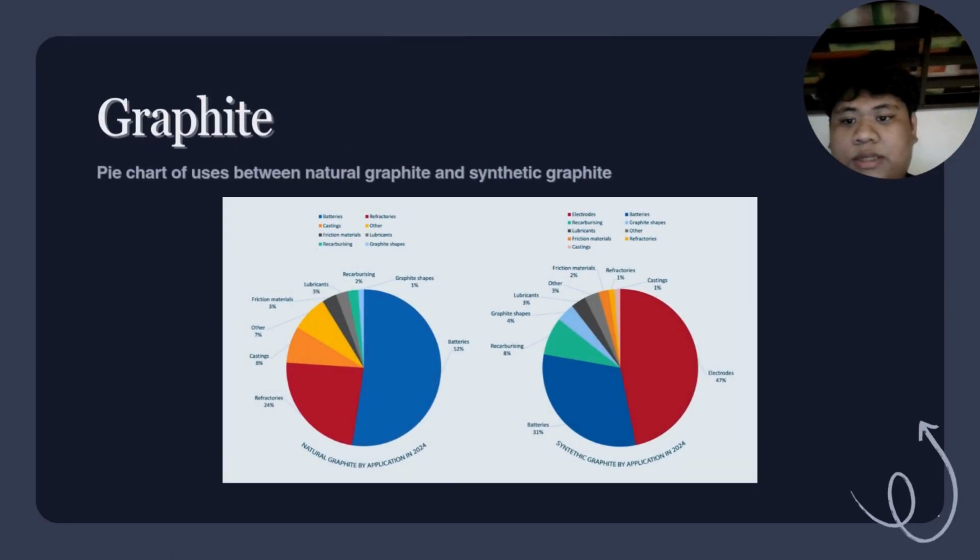And this is the pie chart of uses between natural graphite and synthetic graphite application in 2024. Natural graphite is mainly used in production of batteries, especially lithium-ion batteries. Its high conductivity and layered structure make it ideal for battery anodes, supporting the growing demand from electric vehicle and energy storage system. Synthetic graphite, on the other hand, is primarily used in the production of electrodes. These electrodes are essential in electric arc furnace for steel manufacturing and recycling, where high purity and consistent performance are required.